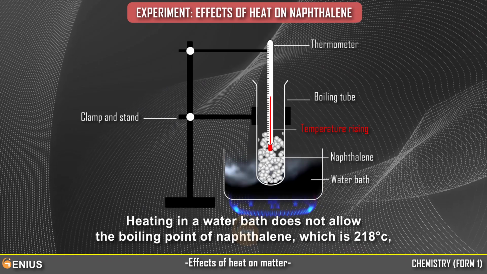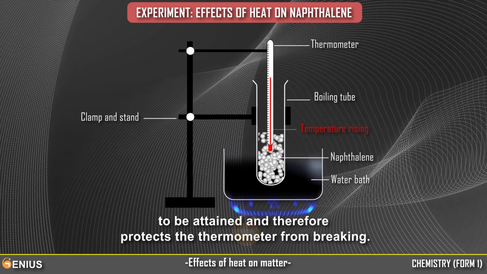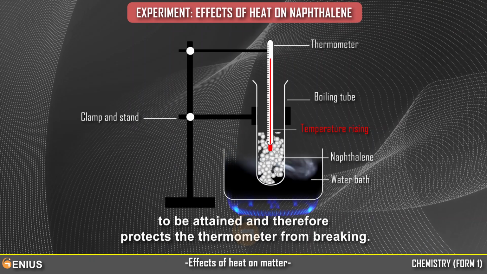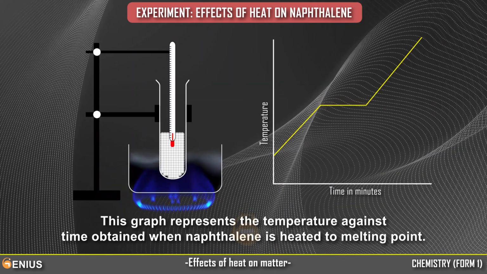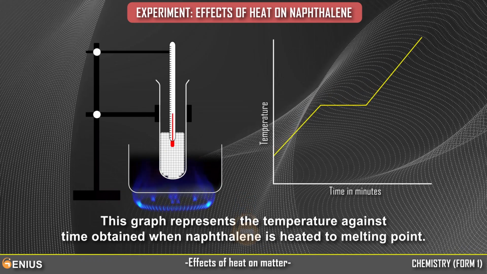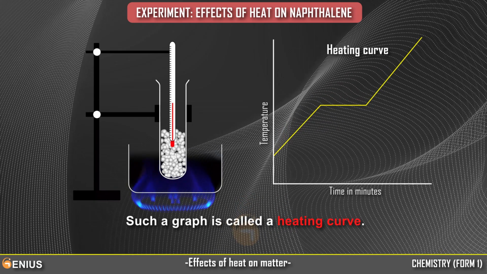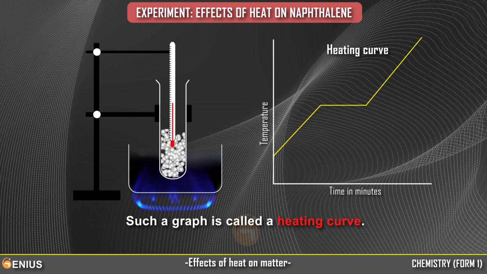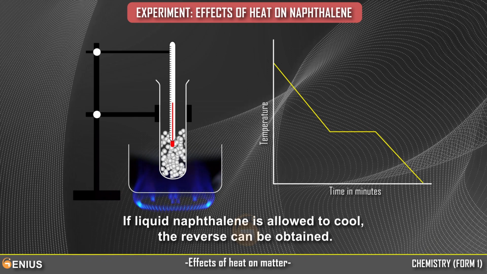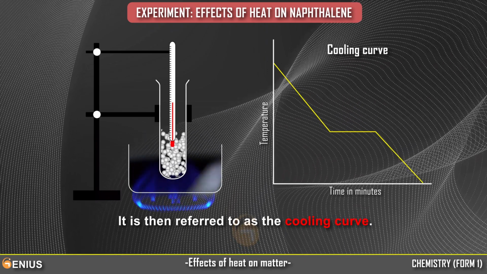Heating in a water bath does not allow the boiling point of naphthalene, which is 218 degrees Celsius, to be attained, and therefore protects the thermometer from breaking. This graph represents the temperature against time obtained when naphthalene is heated to melting point. Such a graph is called a heating curve. If liquid naphthalene is allowed to cool, the reverse can be obtained. It is then referred to as the cooling curve.